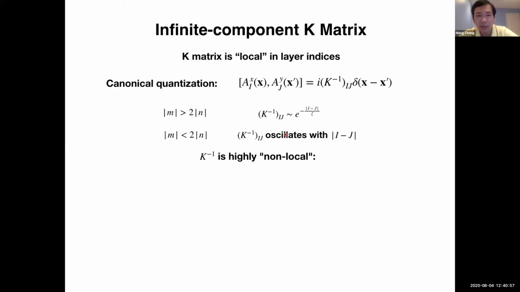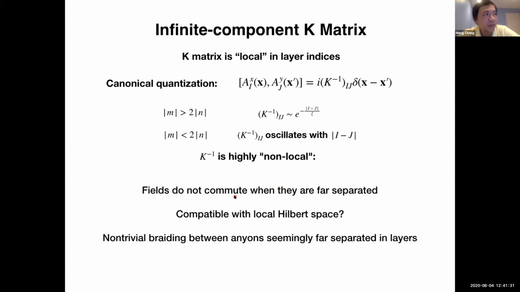the K inverse has matrix elements spreading over all the matrix elements, all the entries. So for example, when m is greater than 2n, you get a K inverse decaying exponentially as a function of the separation i minus j. And in the other case, the matrix entries oscillate with i minus j, but they never go to 0. So in a sense, K inverse is quite non-local. You have K inverse spreading all over the whole matrix.